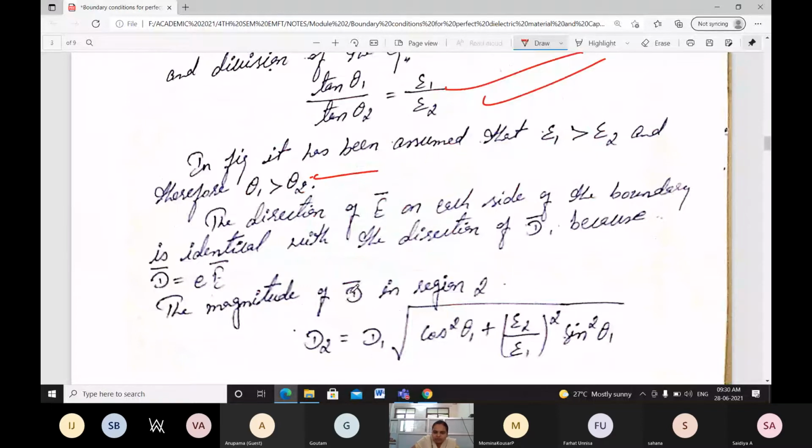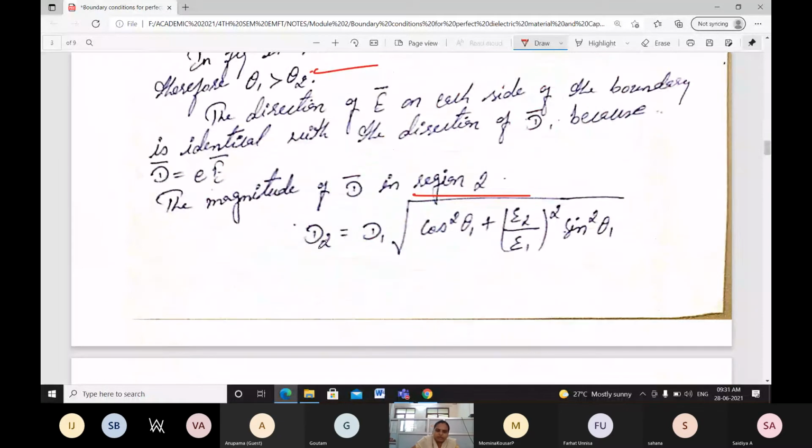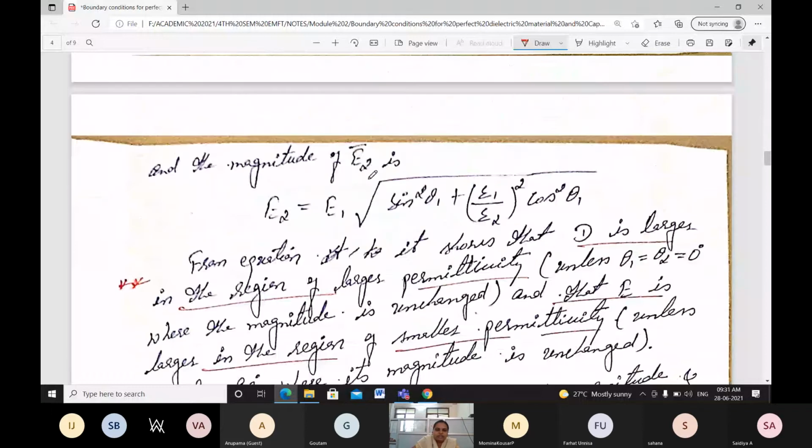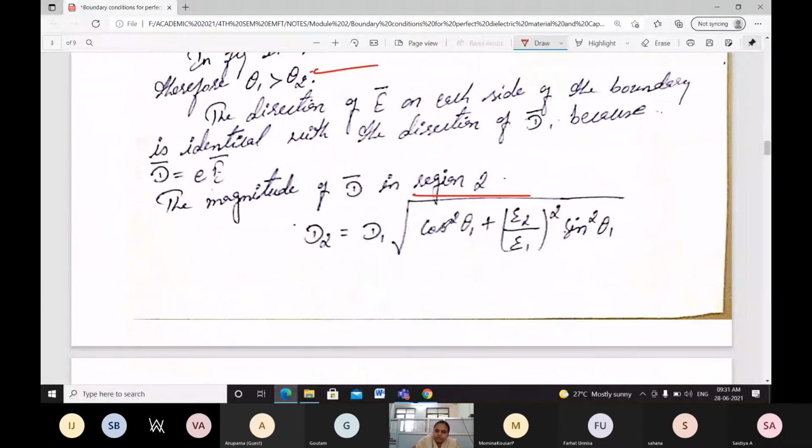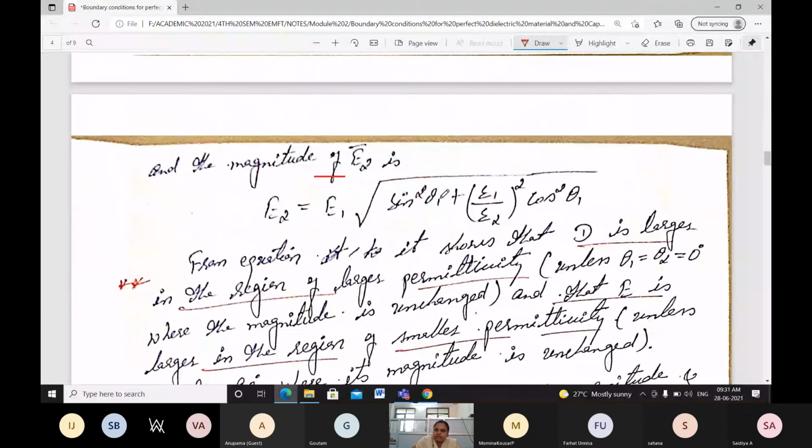Then the magnitude of flux density for region 2, that is D2, is going to be equal to D1 times the square root of cos squared theta 1 plus (epsilon 2 divided by epsilon 1) whole squared sin squared theta. Then for the electric field intensity, E2 is going to be equal to E1 times the square root of, instead of cos here it is going to be sin squared theta 1 plus (epsilon 1 divided by epsilon 2) whole squared cos squared theta.